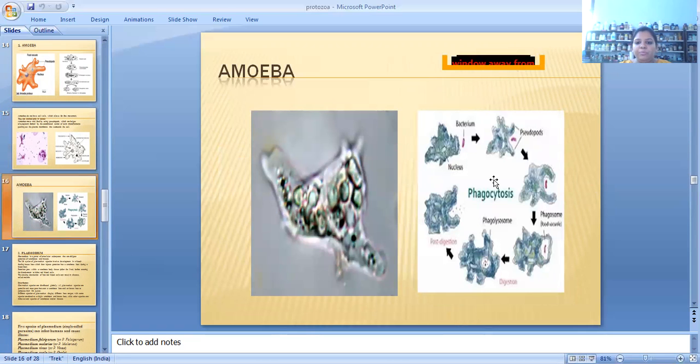Here is one more picture of the amoeba, how it looks under the electron microscope. This is again the process of phagocytosis.